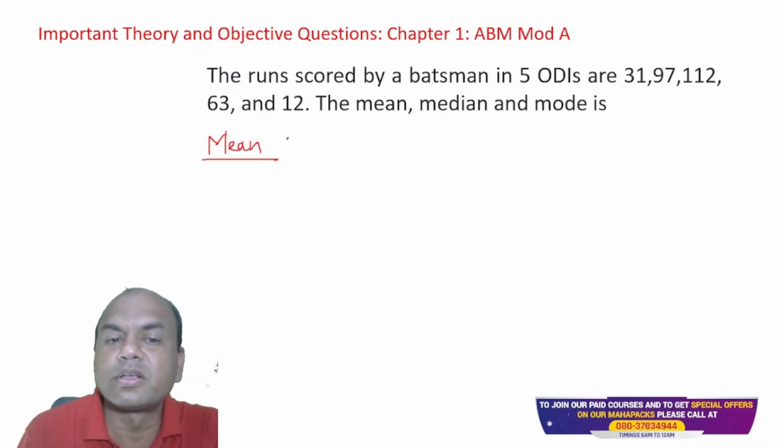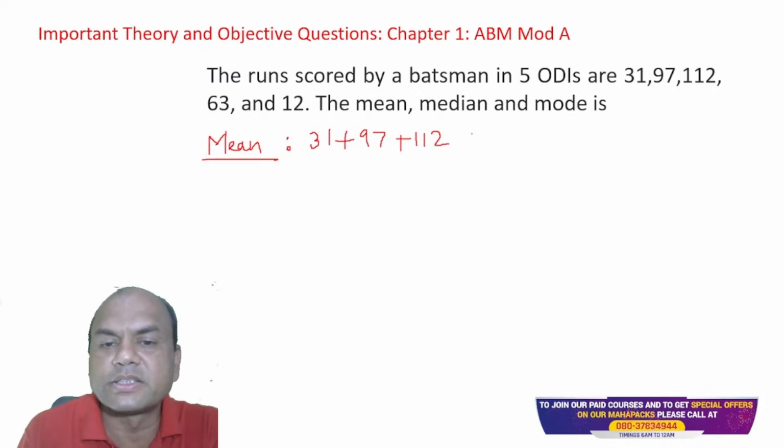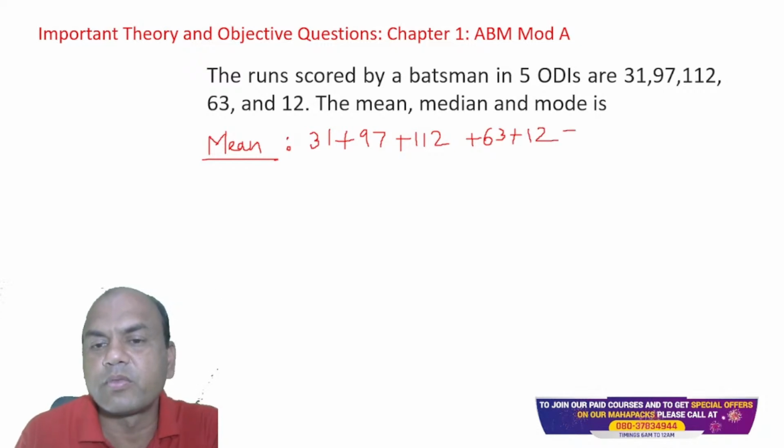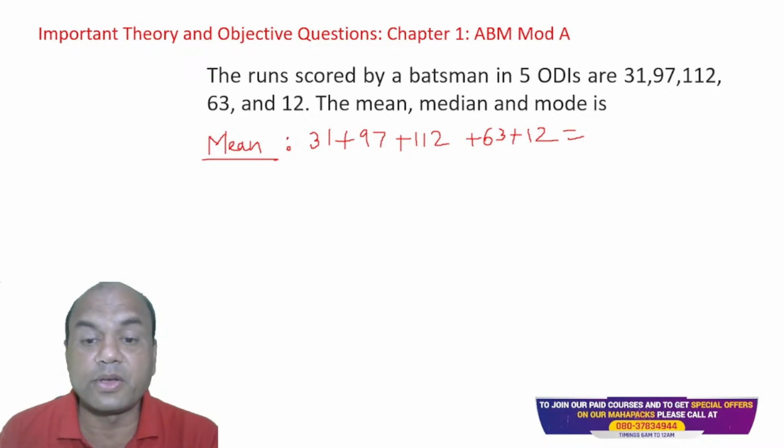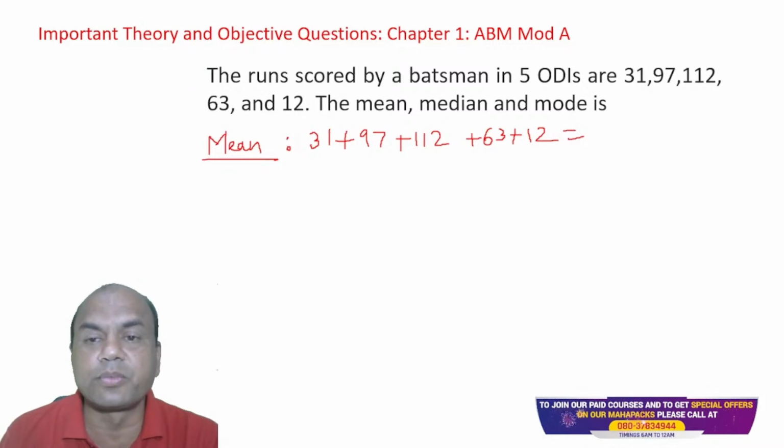Mean means what? Addition. Do the addition everyone. 31 plus 97 plus 112 plus 63 plus 12. Add all of them. What is the answer you're getting, guys? Let me also try. First, I want the answer in the comment section from you. What is the answer you're getting?